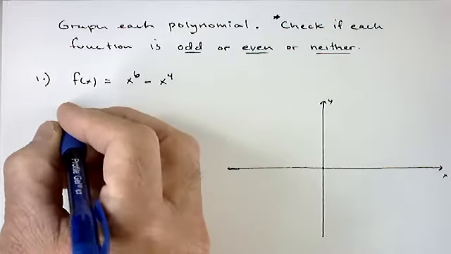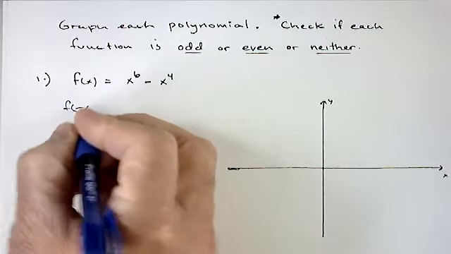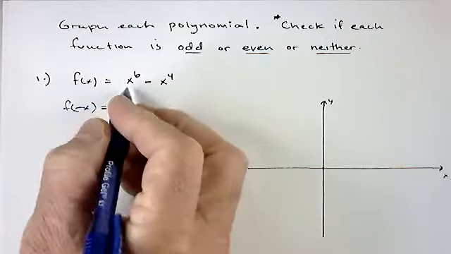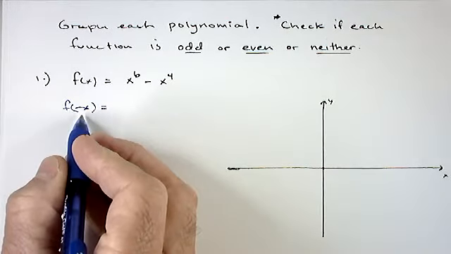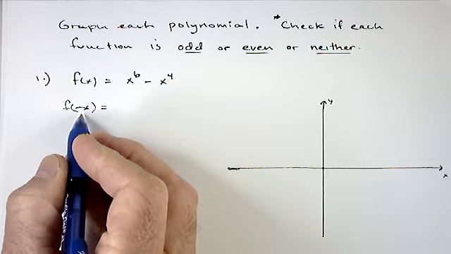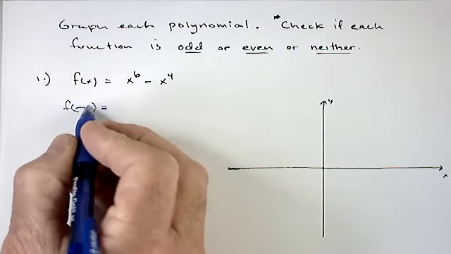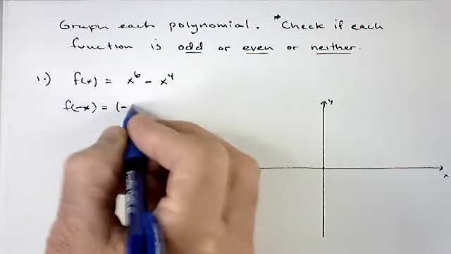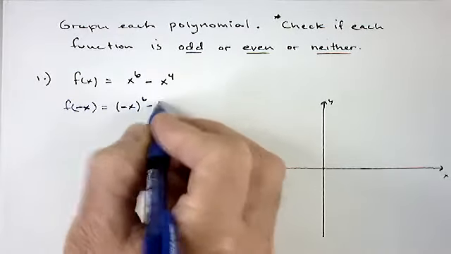It's the same starting point. You want to see what happens if you plug in a negative number and see how that compares to plugging in the positive of the same number. So in other words, plug in negative x, f of negative x, in for both of those x's.